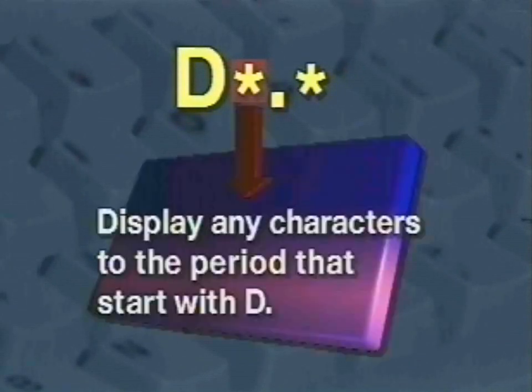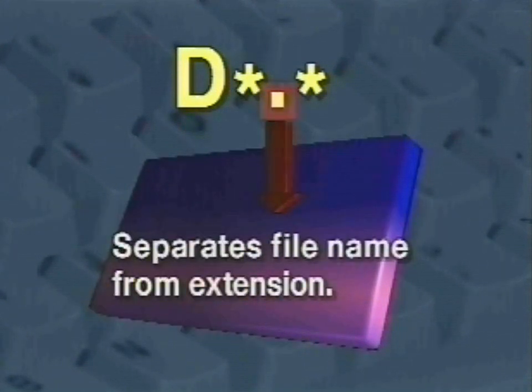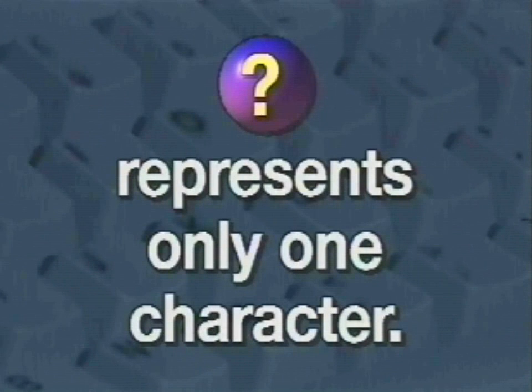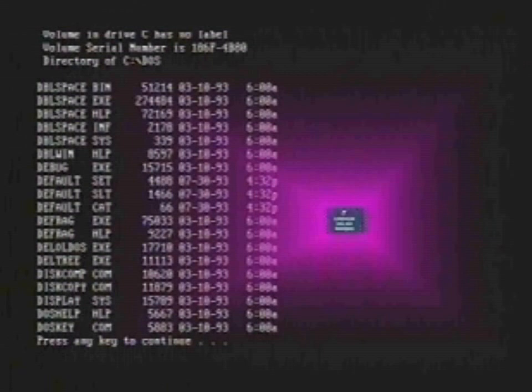We just used D*.* to display all files starting with D. The first star stands for any characters up to the period that start with a D. The period or dot is standard before any extension, and the second star stands for any characters in an extension. The other wildcard is the question mark, which represents only one character. Let's use the question mark to get even more specific.